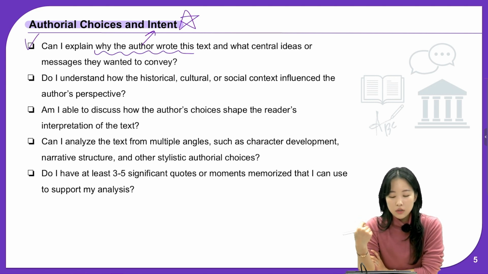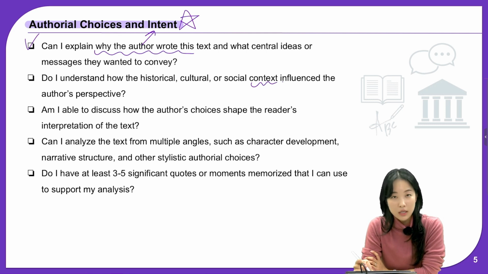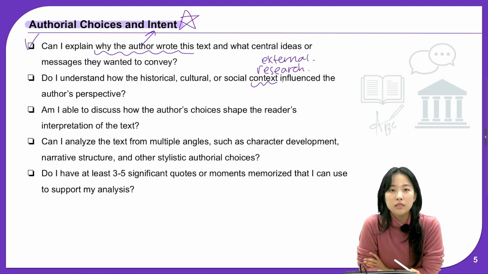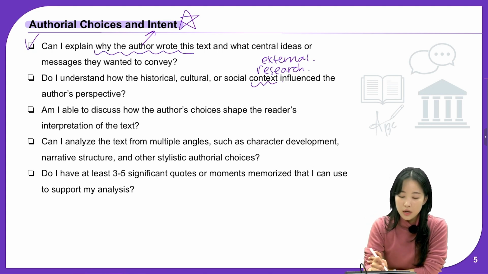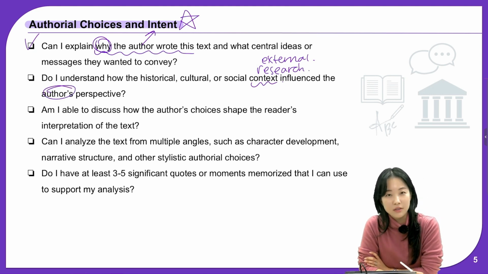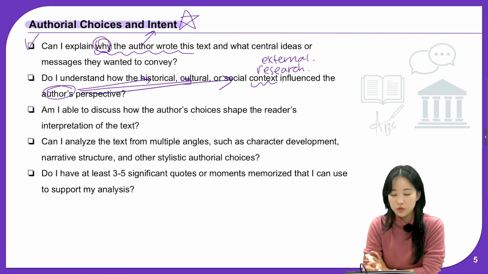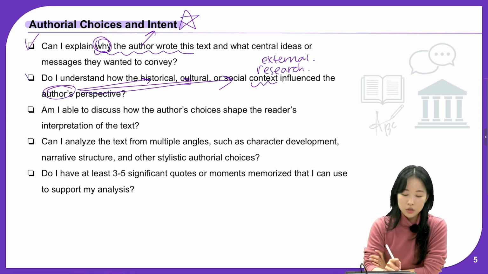Next, how do I understand the historical, cultural, or social context that influence the author's perspective? This requires you to know context, which means you need to do external research, okay? Why is this important? Because in order to understand why the author wrote this text, you probably want to know who the author is. In order to understand who the author is, you probably need to know historical, cultural, social influences, okay? And so make sure you're doing research on this.